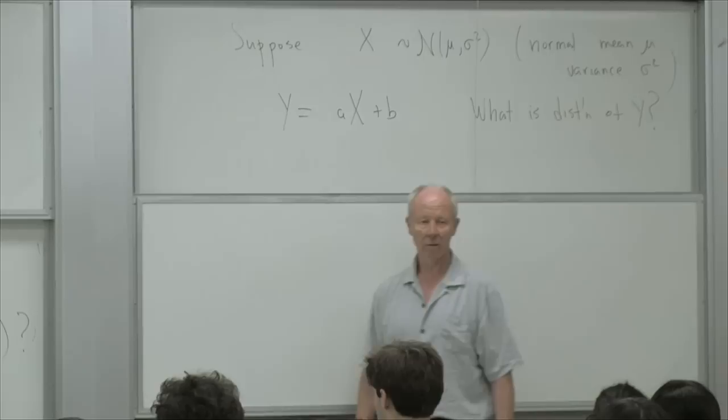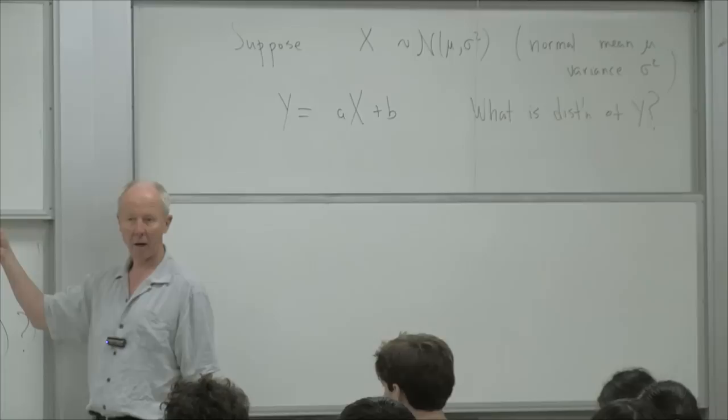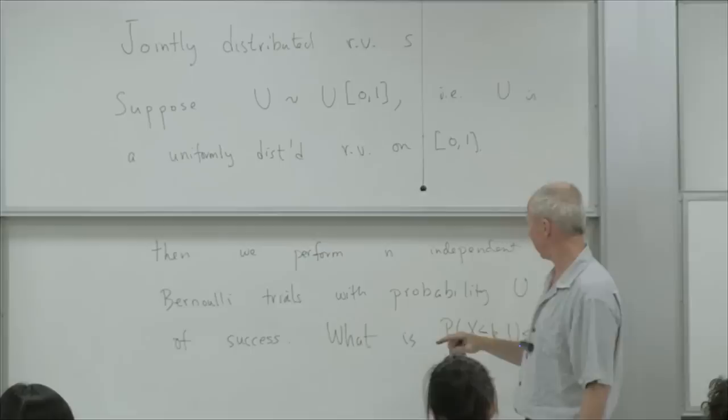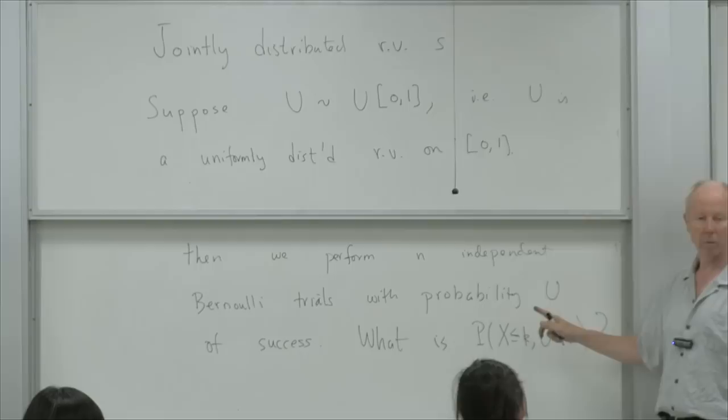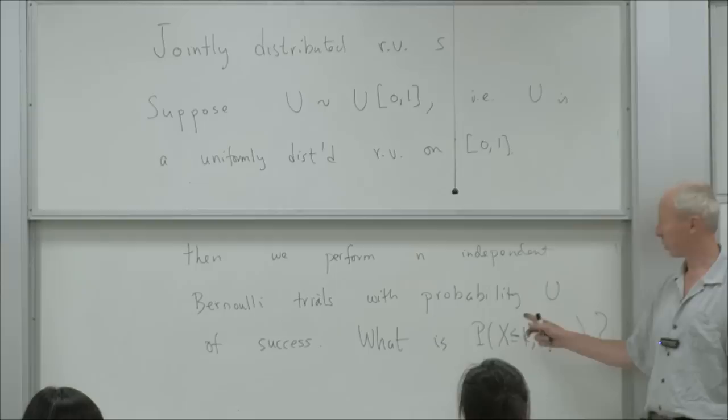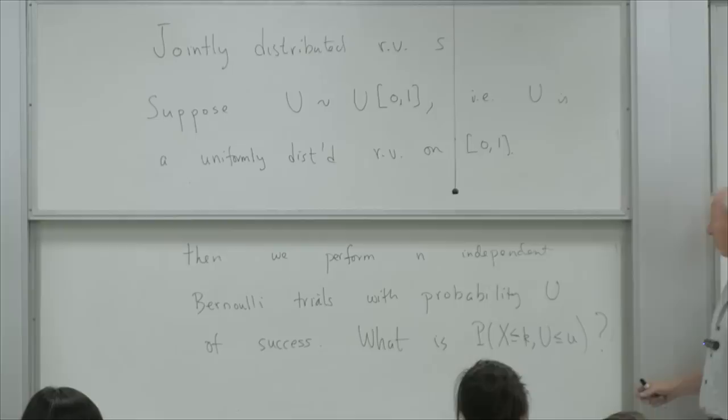This is called the joint distribution of X and U. So we perform some experiment first, namely picking a number at random. That becomes our probability of success. And then with that probability of success, we generate a random variable, which is the number of successes in n independent Bernoulli trials with that probability of success each time. Now, this is a little ambitious to do the first time. Let's try something a little easier.